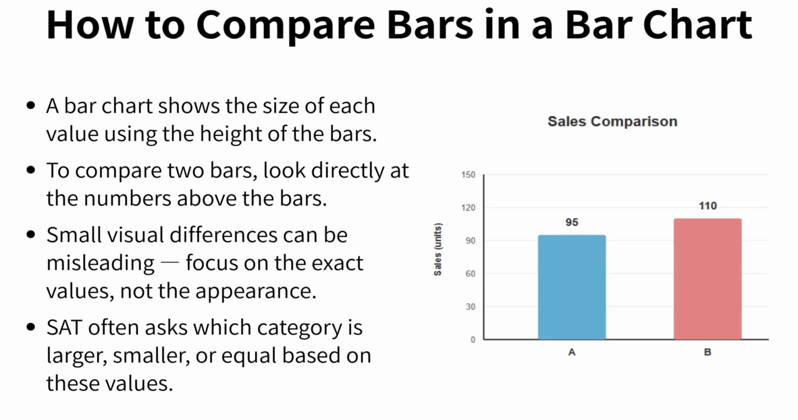Let's review how to compare bars in a bar chart. A bar chart represents the size of each value through the height of the bars. When you compare two categories, always look directly at the numbers shown above the bars. Visual impressions can be misleading. Similar colors, spacing, or bar heights can trick your eyes, so base your comparison on the exact values instead of the appearance. On the SAT, you'll often be asked which category is larger, smaller, or whether two values are equal. By focusing on the actual numbers, not how the bars look, you can make accurate comparisons every time.